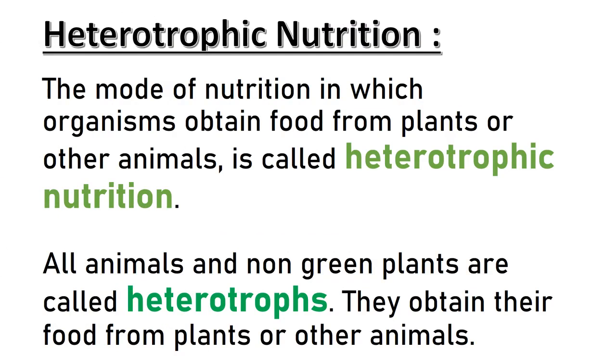Secondly, heterotrophic nutrition. The mode of nutrition in which organisms obtain food from plants or other animals is called heterotrophic nutrition. All animals and non-green plants are called heterotrophs. They obtain their food from plants or other animals.